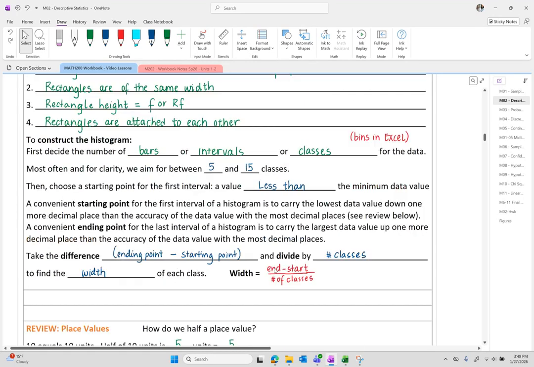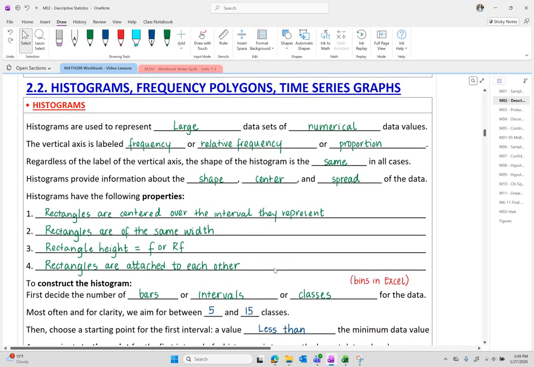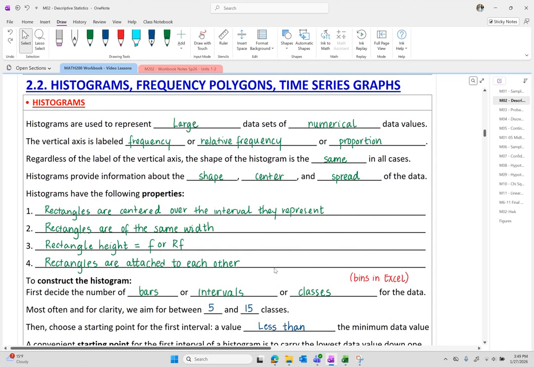We will now cover section 2.2, and we will start with histograms. Histograms are used to represent large numerical data sets. The vertical axis is either the frequency, the relative frequency, or the proportion of observational units with a particular numerical data set value. And the horizontal axis will be the variable that is a numerical variable.